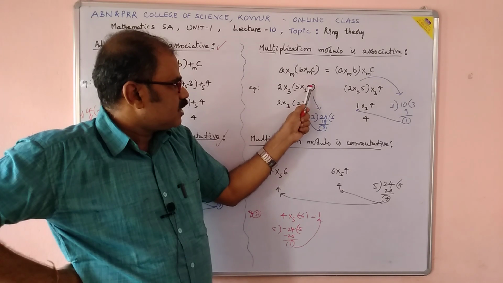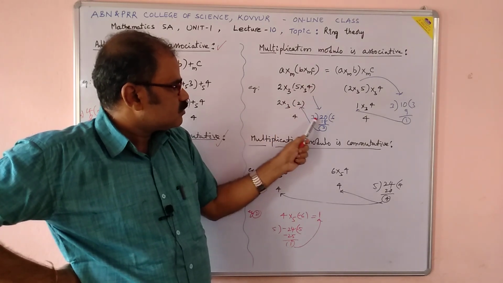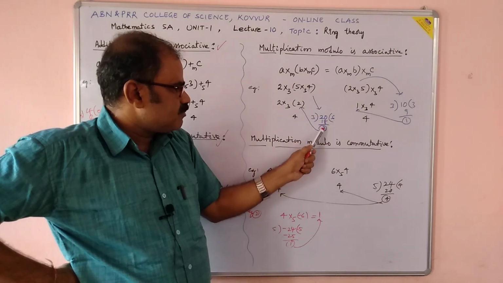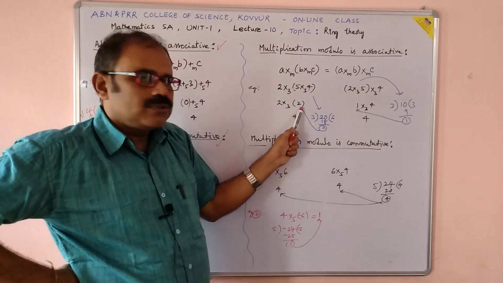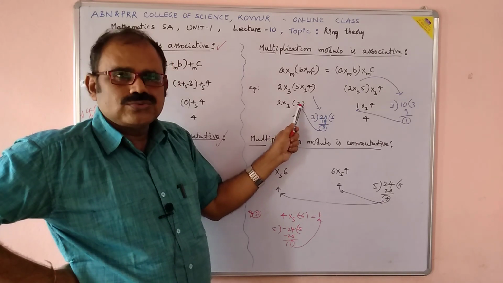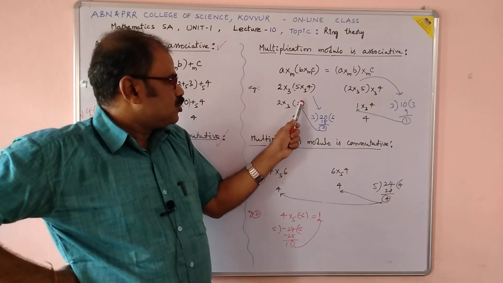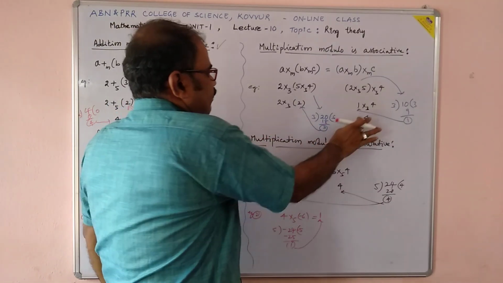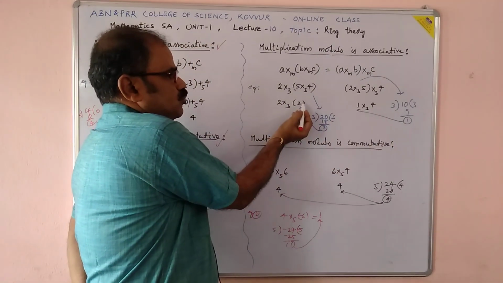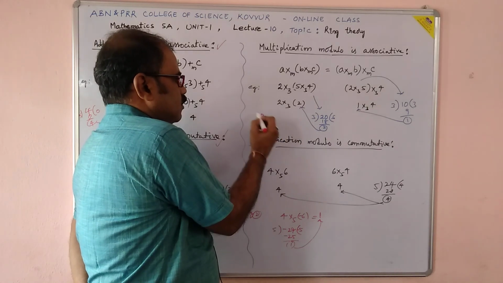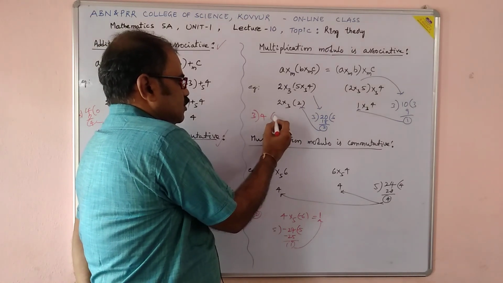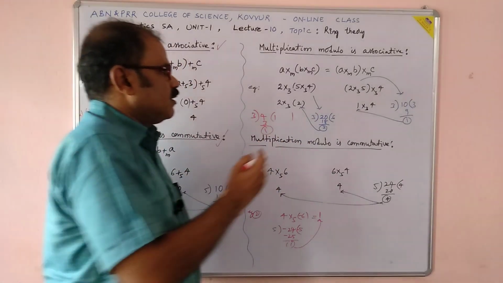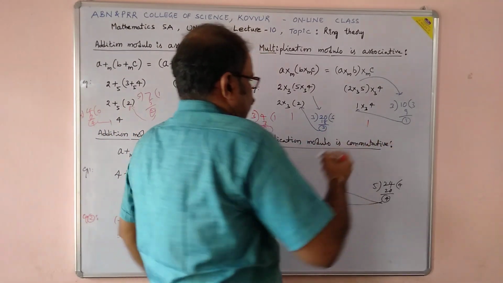The value of 5 multiplication modulo 3 4 is 2. Why? Because dividing 20 by 3, it will go 6 times, 18, remainder is 2. Now 2 into 2, 4. 2 into 2 is 4, and on dividing 4 by 3, 3 ones are 3, remainder is 1. So, finally, the result is 1. Here also the result is 1.